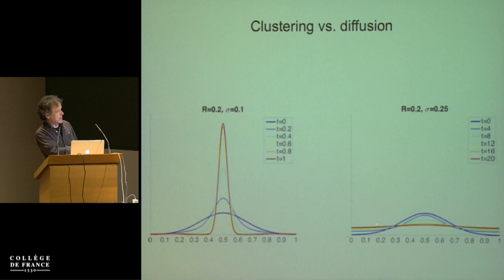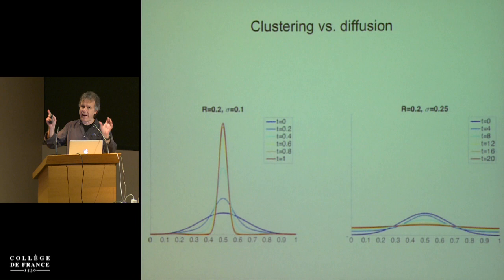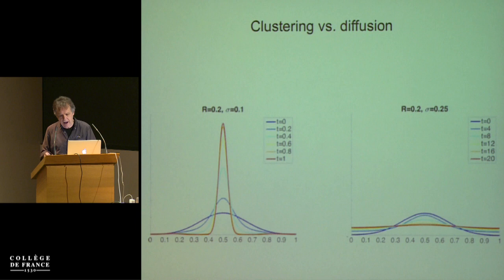So the diffusion wins. It's a battle between diffusion, which is a dissipative process, and a contractive process. We try to average, and the averaging process will contract: all the eigenvalues are strictly less than one.